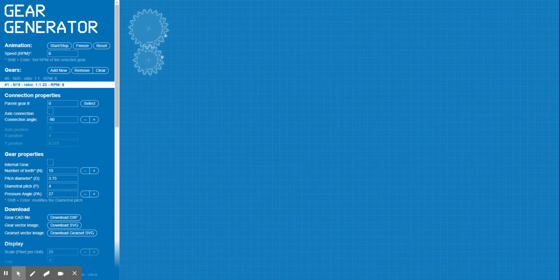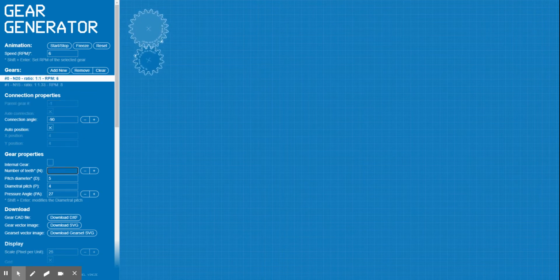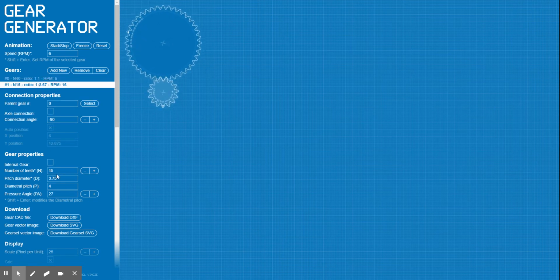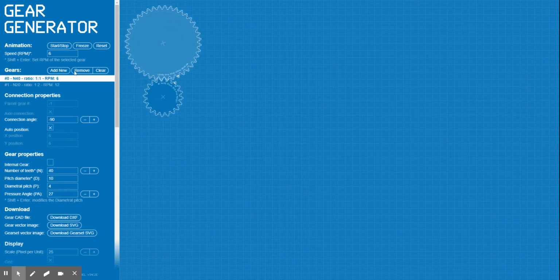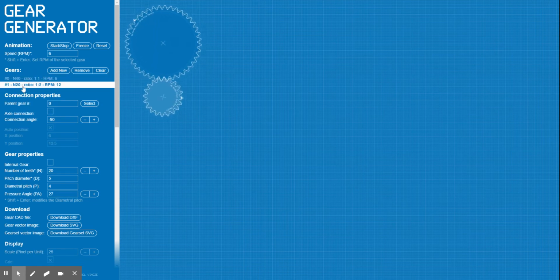Now, for the next 2 questions I gave you specific values to put for your number of teeth. So gear 1, I wanted you to have 40 teeth. Let's put that in. And gear 2, I wanted you to have 20 teeth. Now, notice here, gear 1 has 40 teeth and an RPM of 6, and gear 2 has 20 teeth and an RPM of 12. Okay?